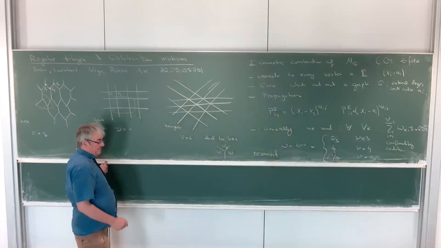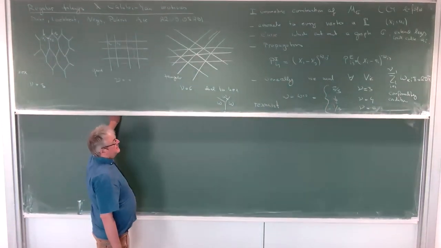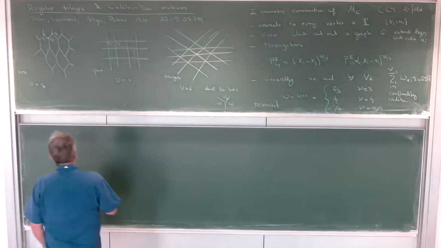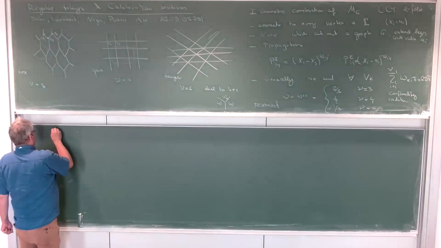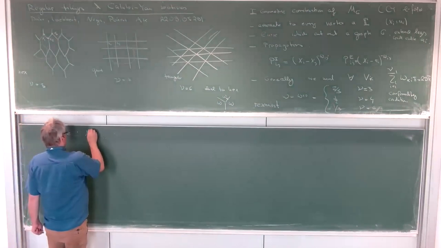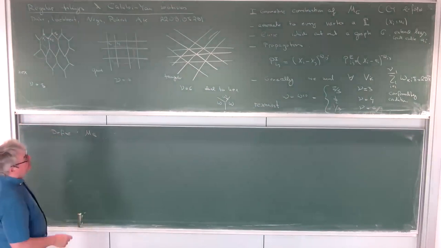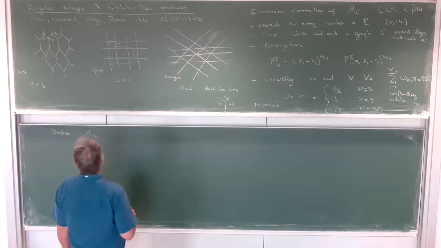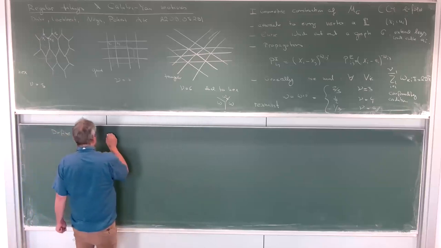Okay, so then, what is MG? I defined MG, and as I said, I don't have to define it for the hexagonal lattice because of this duality, which I explain a little bit more.